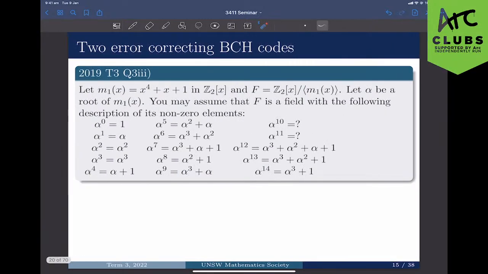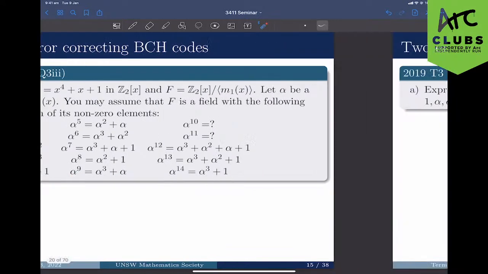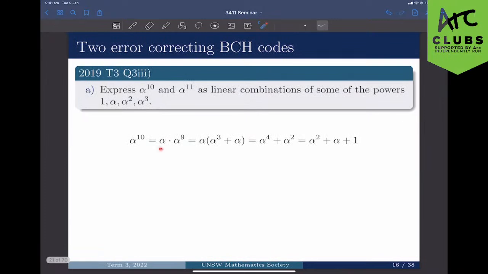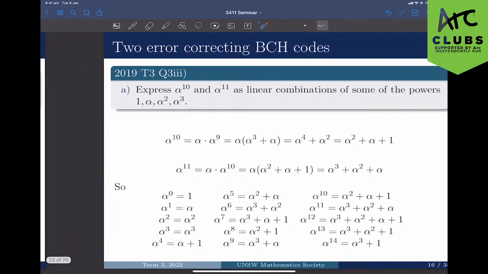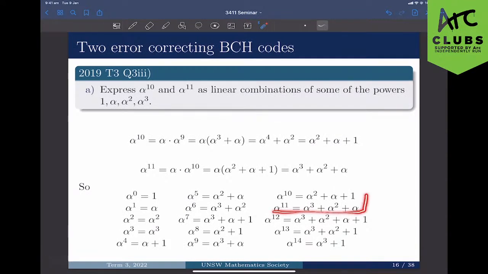So we know the value of alpha to the power of 9. So to find alpha to the power of 10, all we do is apply alpha to the value we know, which is alpha to the power of 9. And this simplifies into alpha squared plus alpha plus 1. And then similarly, once we've found alpha to the power of 10, we just apply alpha again to find alpha to the power of 11. So now there's no more question marks here. We've fully filled out all the powers of alpha.